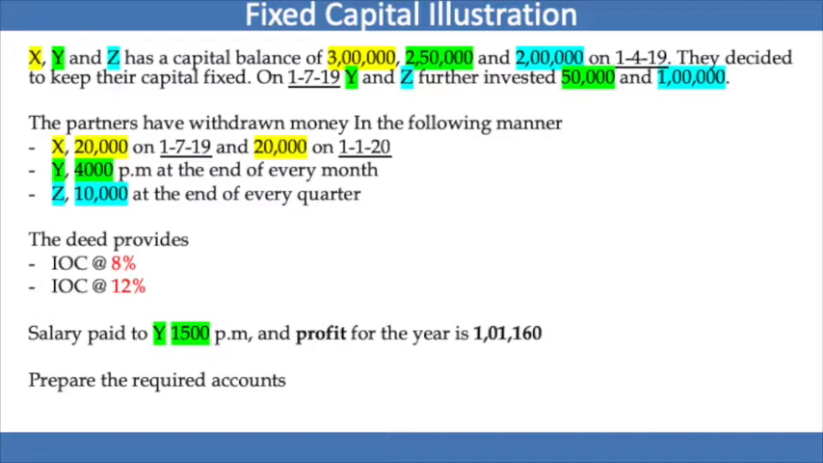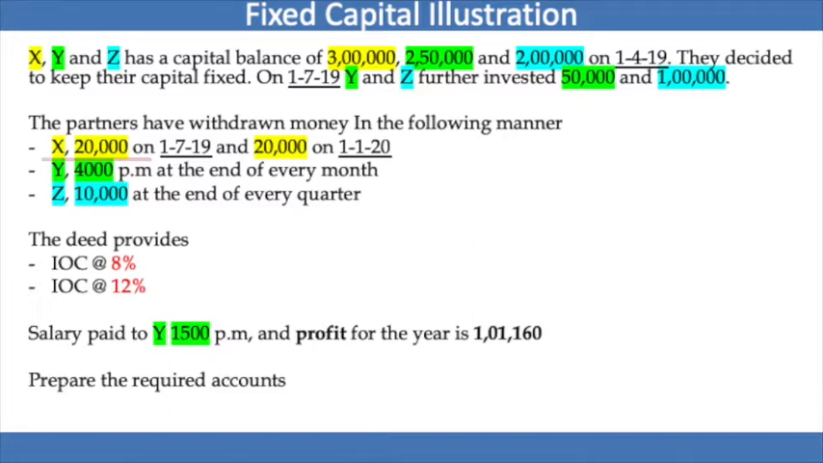On 1st of July 2019, X, Y and Z further invested 50,000 and 1 lakh. So when they have invested 50,000 and 1 lakh for the capital, what actually it means is that now their capitals will actually become 3 lakh. Everybody's capital is now 3 lakh. Now, the partners have withdrawn money in the following manner. You can see all the three partners have withdrawn money, and how they have withdrawn money is given over here.